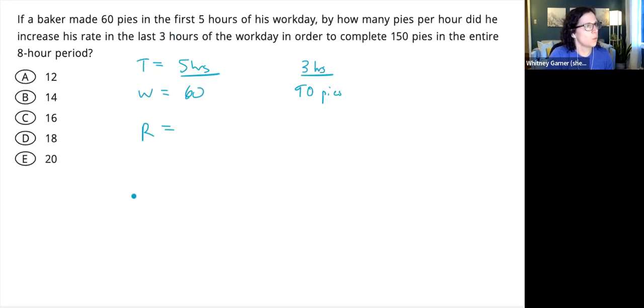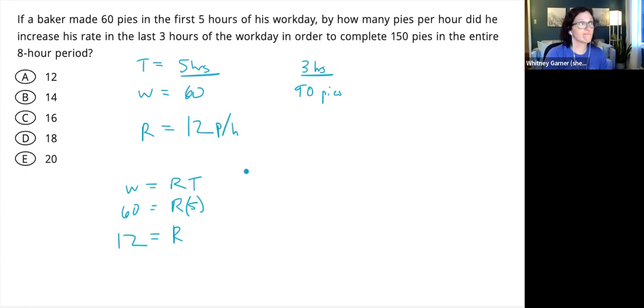So in this case, work equals rate times time. If work is 60, that equals rate times 5. So his rate was 12 pies per hour. So now I've got my other work equals rate times time. I've got 90 pies. I don't know this rate, it's a different rate. This is 3 hours. So he ended up having to have a rate of 30 pies per hour.